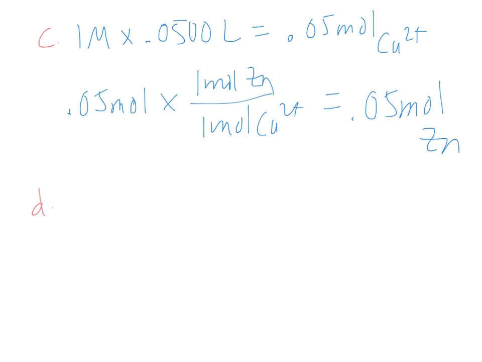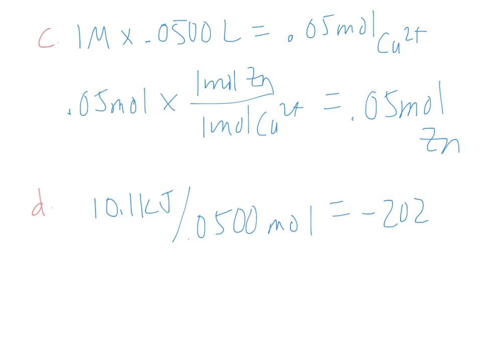And then part D, they want you to calculate the heat in kilojoules per mole. So I've got my 10.1 kilojoules, my 0.0500 moles, which means using 3 sig figs, I have negative 202 kilojoules per mole of heat combustion. And it needs to be a negative because now we're talking about the heat lost during the reaction.